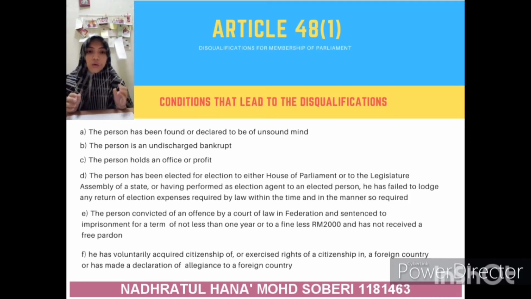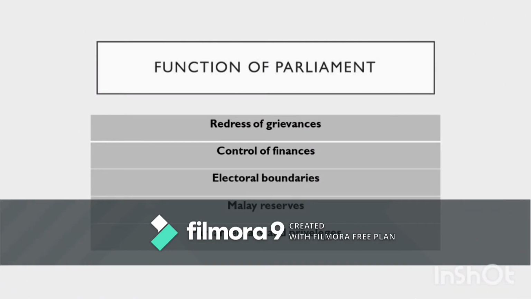So we know that when a member of parliament has citizenship in another country voluntarily, or has exercised rights of citizenship, or made any declaration of citizenship from another country, he will be considered disqualified from being a member of parliament.